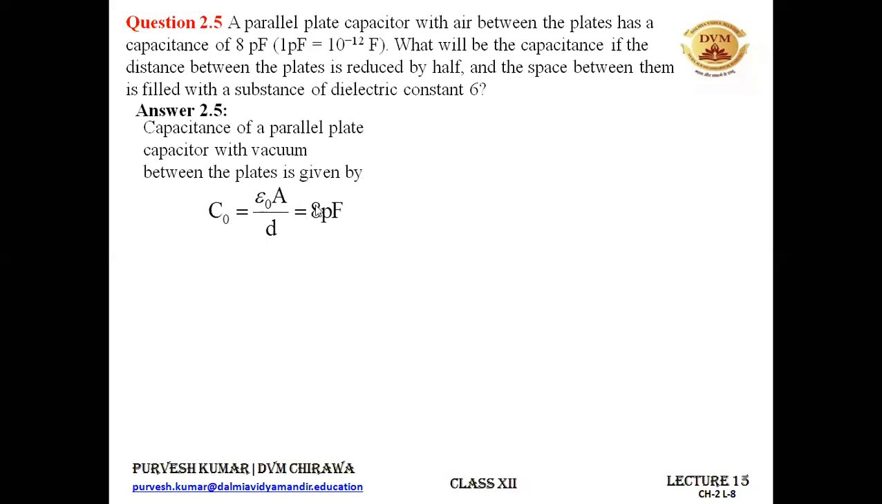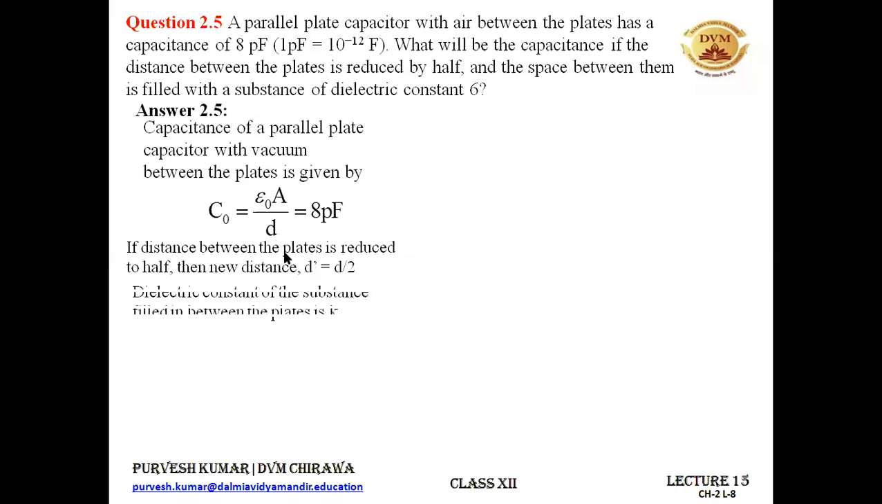Now, the distance between the plates is reduced to half. Then the new distance D dash becomes D by 2. So now the plates are moved closer to each other, at a new distance D dash, that is equal to D by 2. We have to put this D dash in the formula of the new capacitance. So the new capacitance C dash is equal to what? K epsilon naught A divided by D dash.